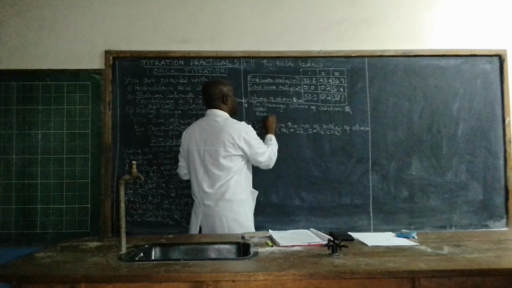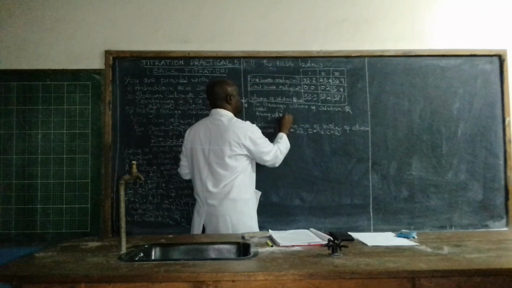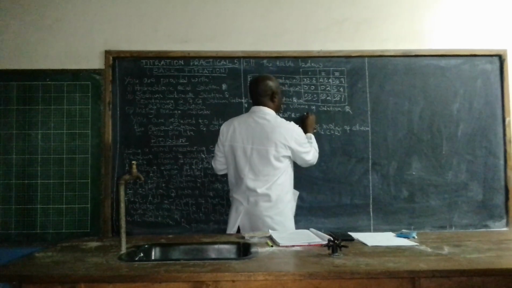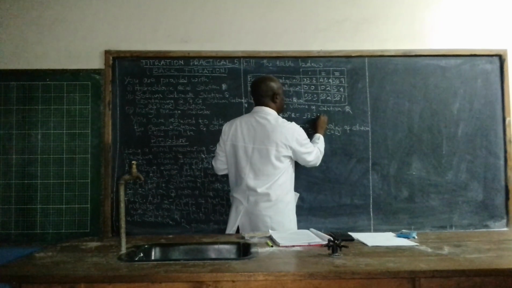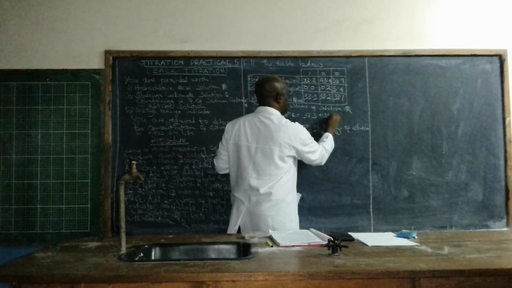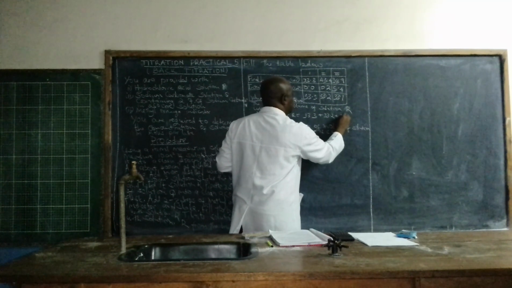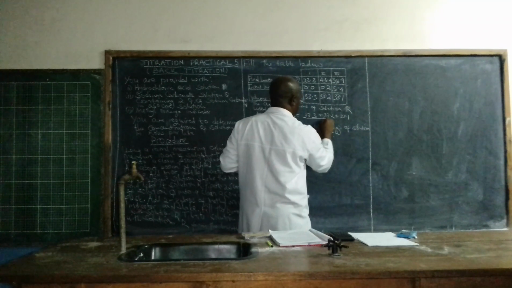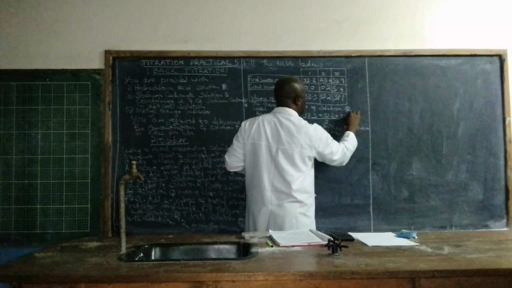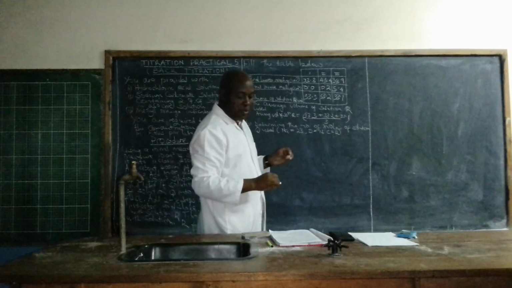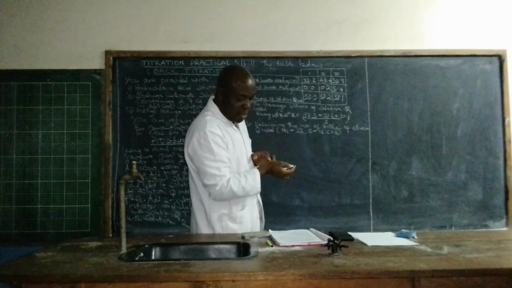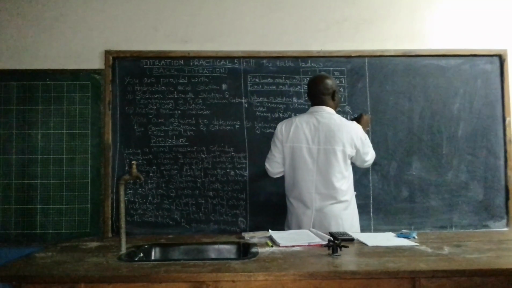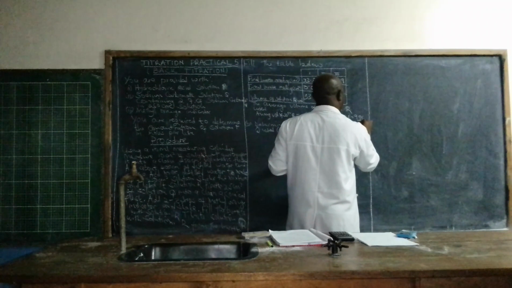we will say average volume of solution R is equal to 33.3 plus 33.2 plus 33.1, and we divide everything by 3. If we do our calculations properly, it's going to give us 99.6. So we write here 99.6 divided by 3.